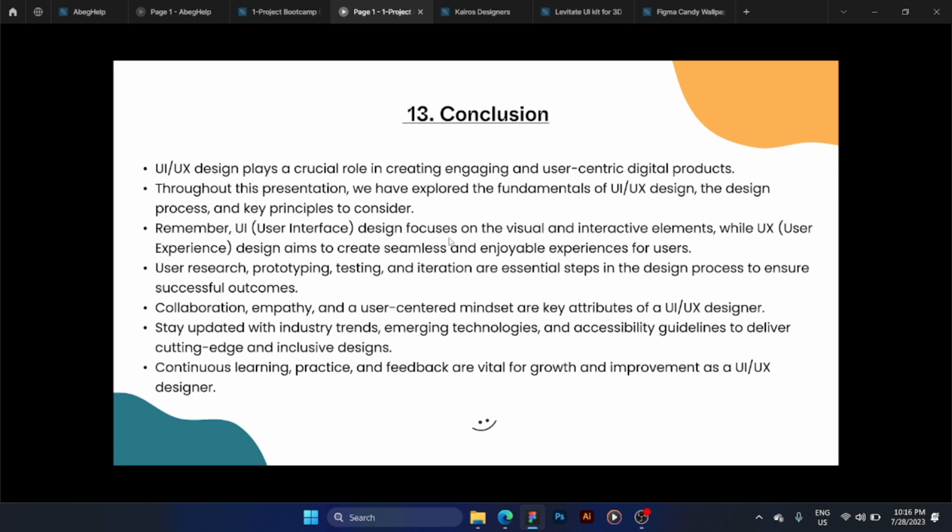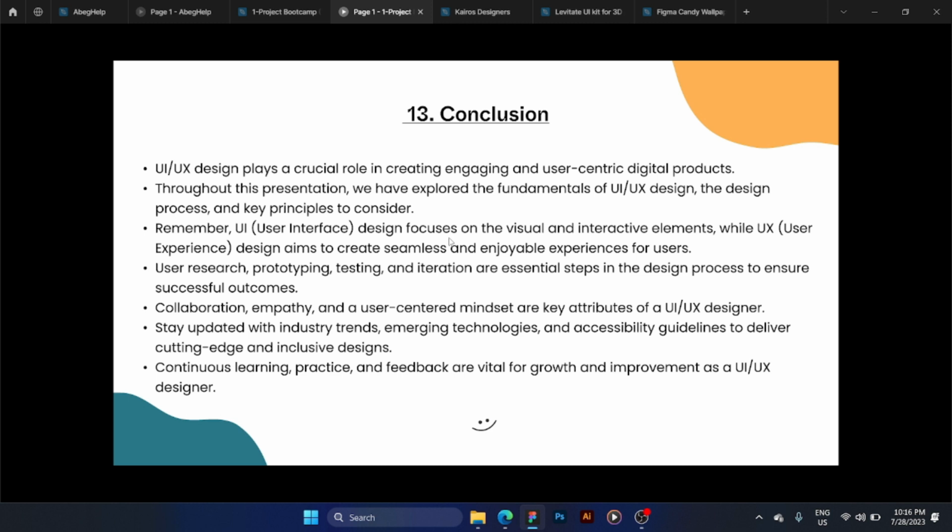So, conclusion. UI UX design plays a crucial role in creating engaging and user-centric digital products. Throughout this presentation, we have explored the fundamentals of UI UX design, the process and key principles to consider. I'm sure you know that, right? Good. So remember that UI, that's user interface design, focuses on the visual. So this is a recap of the definition of what UI means. In case you've forgotten, UI means user interface design.